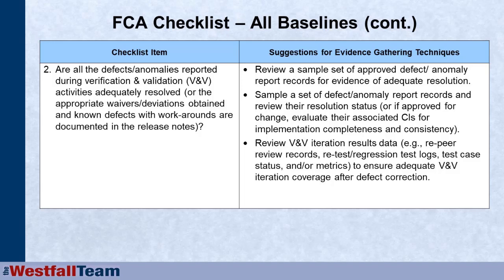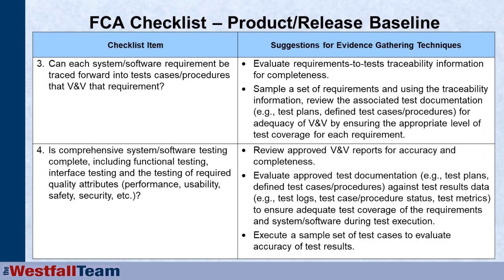We can go in and peer review the records. For example, we can look at the peer review records. We can retest or regression test, check the test case statuses, whatever. And if we want to really get rigorous, we can actually go in and rerun the tests or witness the tester rerunning some of the test cases on a sampling basis.